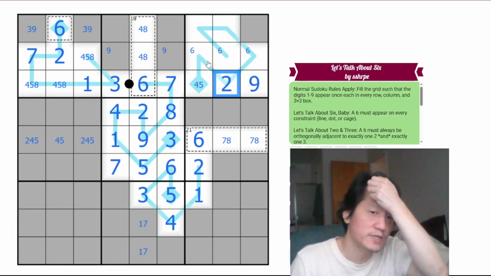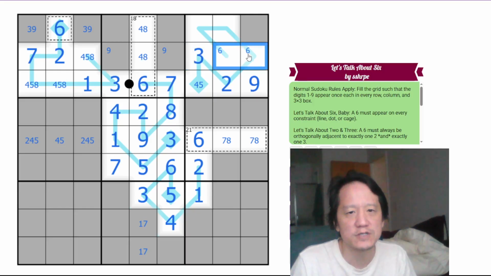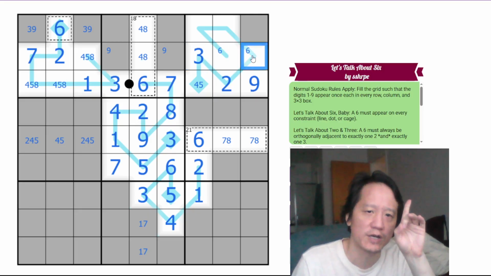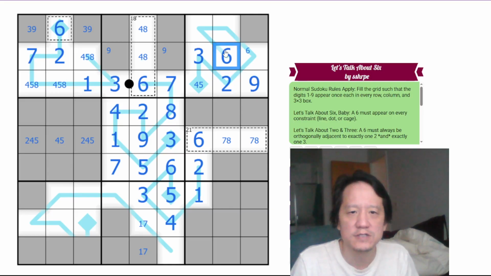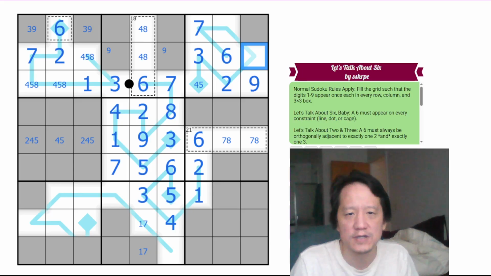This 2 means that 3 has to be in the 2nd spot. So this is 3. Well, 6 can only be orthogonally connected with 2 and 3. With 1, 2, and 3 in this spot, it can't be here. So this has to be 6. This is the 7th spot, so that means 6, 7 has to be in the 6th spot, so this is 7. This obviously can't be 6.